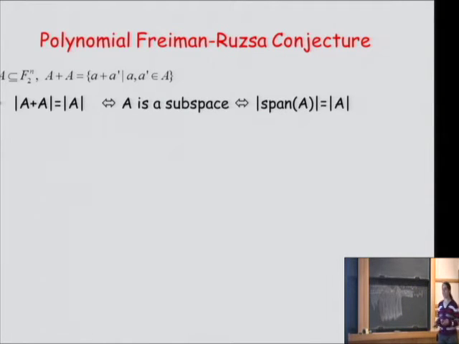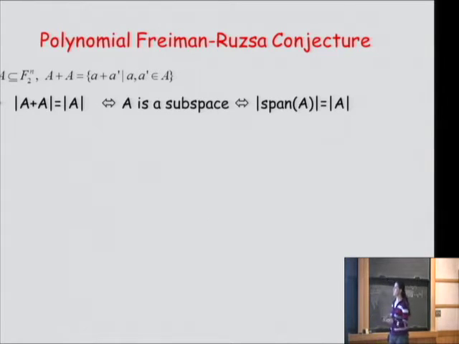Suppose that A is a subset of F2 to the n, and from now on, all operations will be taken modulo 2 over the field of two elements. For such a set A, we denote by A plus A the set of all elements of the form a plus a prime, where both a and a prime are in A.